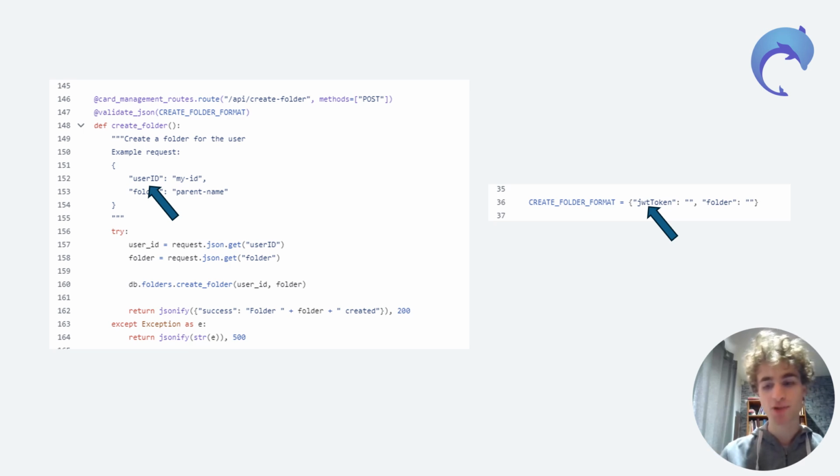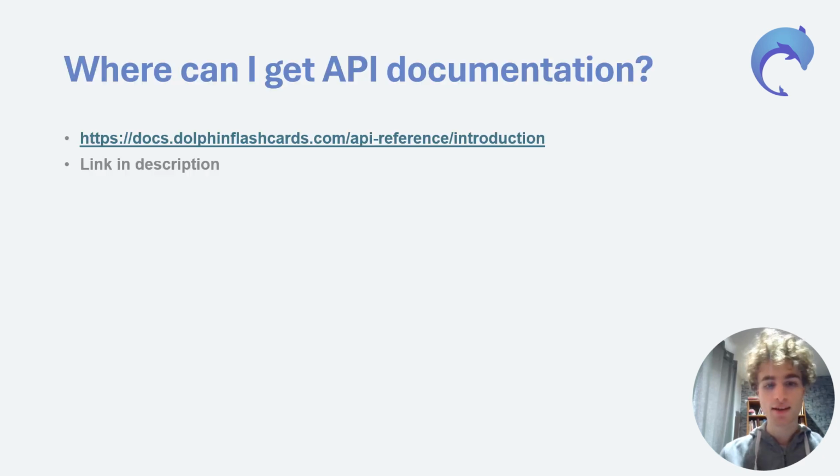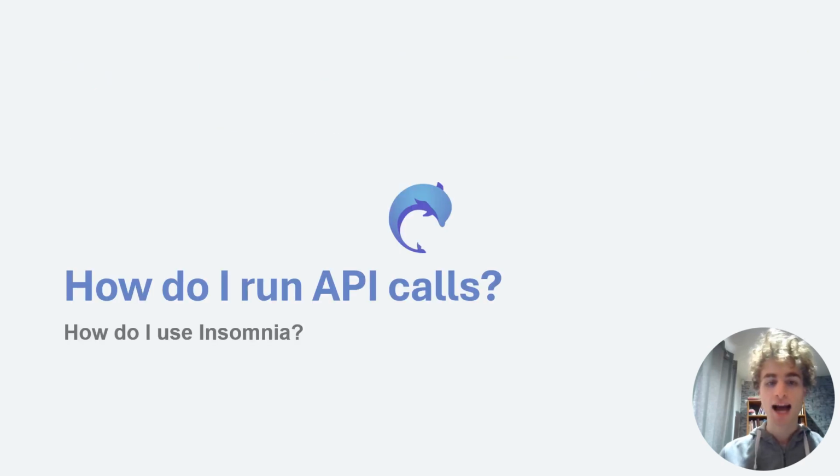There is a quick exception, which is when you're running the database in the local mode. When you're running a local database, then you pass it the user ID instead of the JWT token. But that's something you can get to when you start actually coding. You can get API documentation from the site you can see here, and a link is in the description. Now let's look at how to run API calls, and for this we'll be using Insomnia.